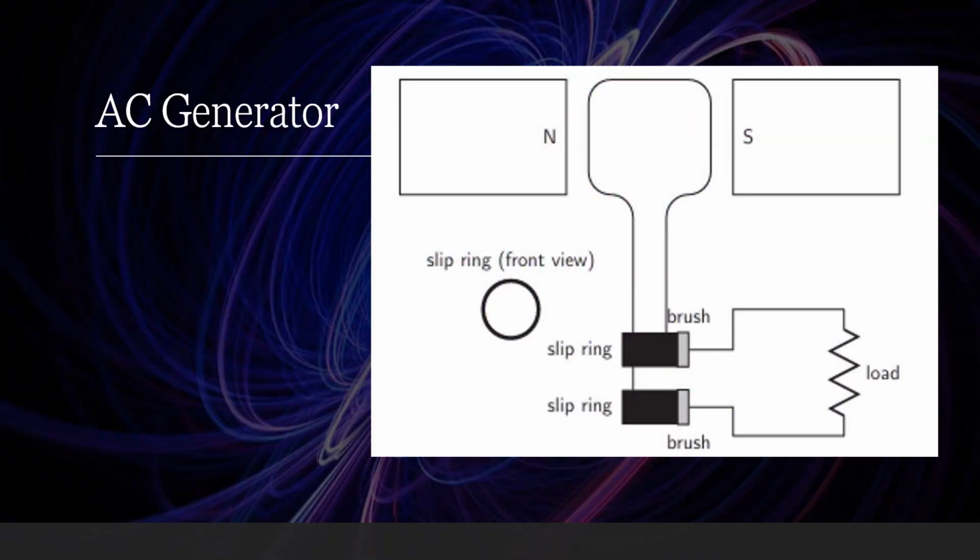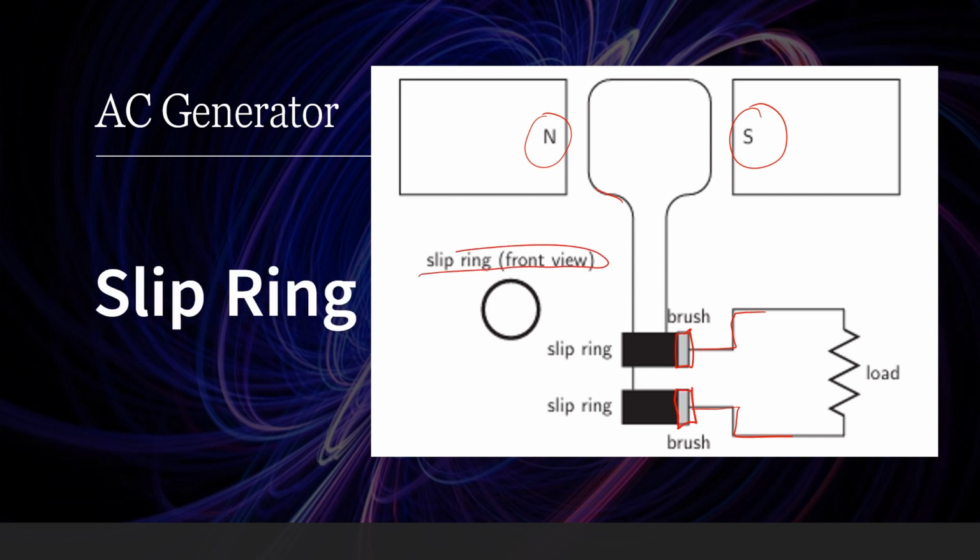So this is a presentation of an AC generator. So it also has the north part of the magnet and also the south part of the magnet and a coil, but it does not have split rings, but it has slip rings, and it's also connected to the external circuit, and those are the brushes. And this is how a slip ring looks like. It has no gaps in between. It's just a ring. This is how it usually looks like.